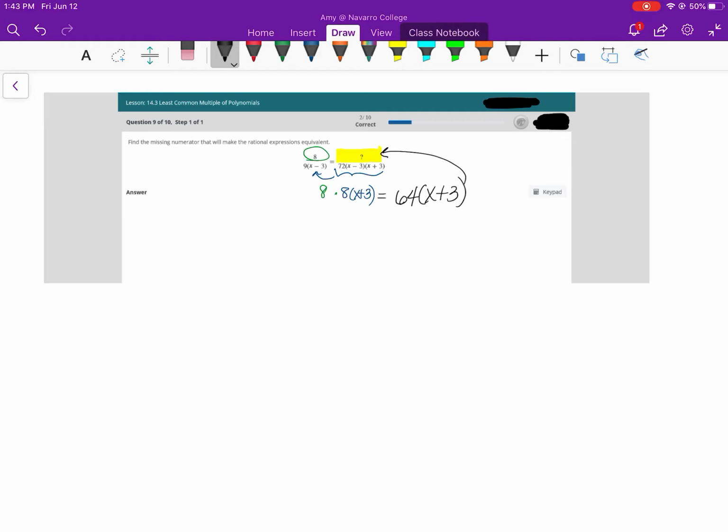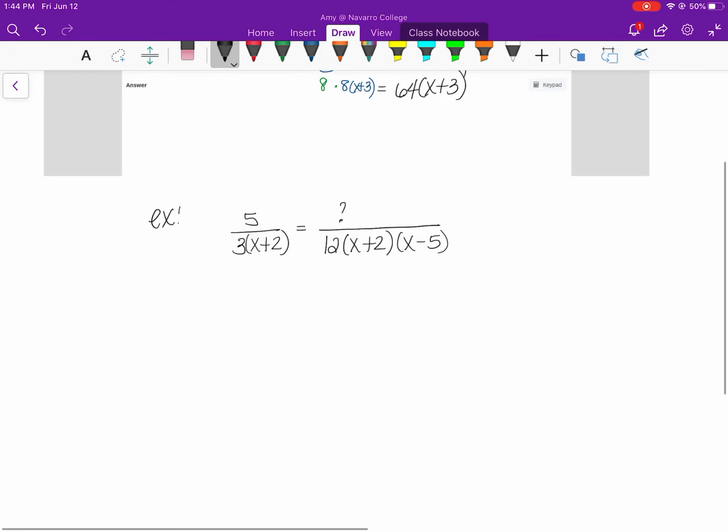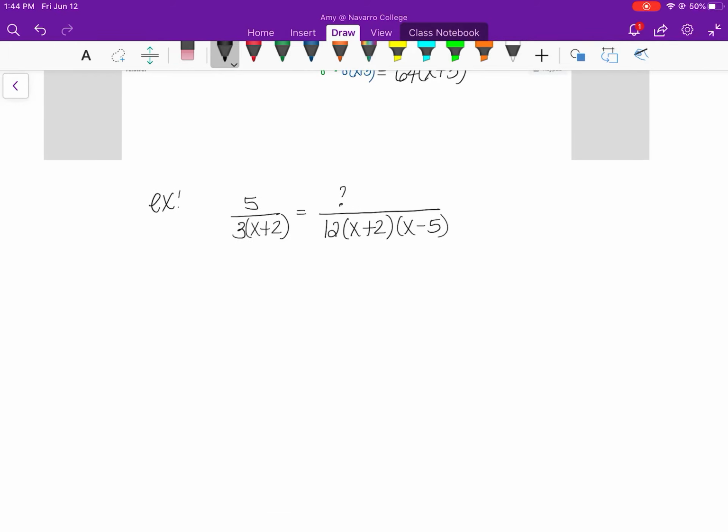So if I want to do a second example just to make sure we're on the same page here, let's say that I had 5 over 3 times x plus 2, and now I want to know what would go on the top if I had 12 times x plus 2 times x minus 5. Okay, working the same way, we want to look at our denominators and ask ourselves what new stuff did we add on to or multiply through with this new denominator.